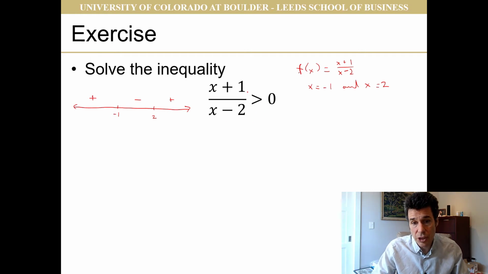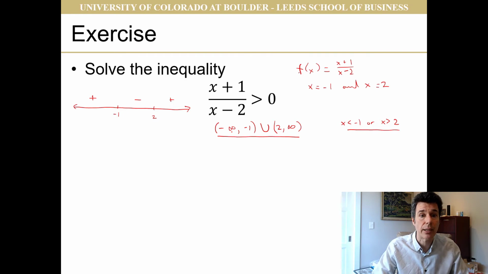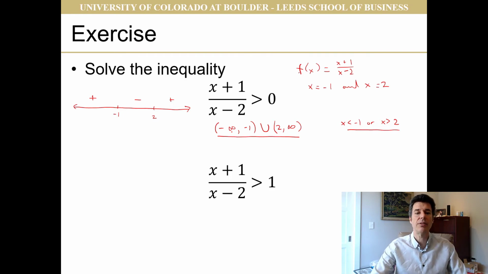So this inequality is true from negative infinity to negative 1, excluding negative 1, union 2 comma infinity. Alternatively, we could have written x is less than negative 1 or x is bigger than 2. Notation-wise, generally, I don't care. All right, let's solve a different inequality.